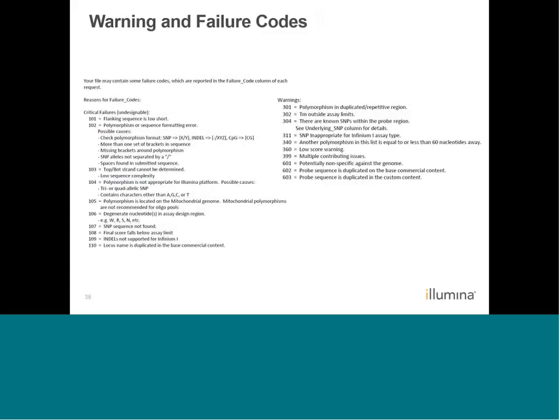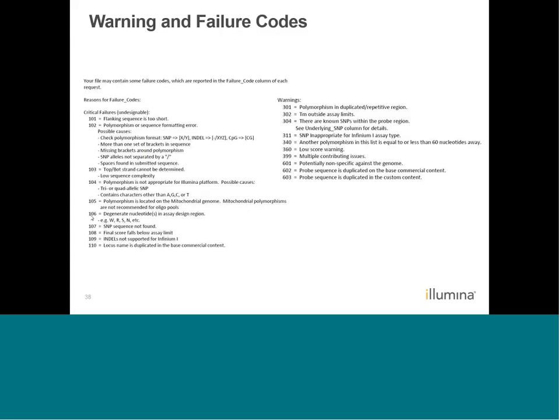Critical failures, on the other hand, cannot be included in the design, and in fact are reported in a separate file called Excluded Content. And you can see all of these codes are in the 100s. So some of these are easy to fix, such as flanking sequence is too short, so you'll just need to go back to the sequence that you're looking at and add more sequence on either side. Another is perhaps that degenerate probes have been used. And so if you were to go through and remove those degenerate codes, then you'd probably be able to submit your sequence.